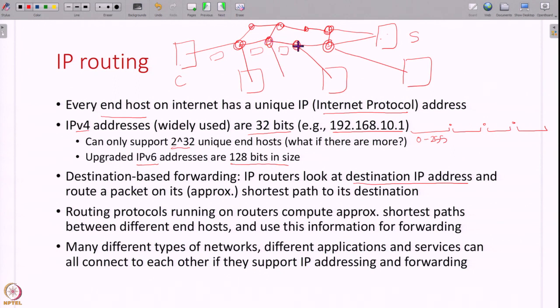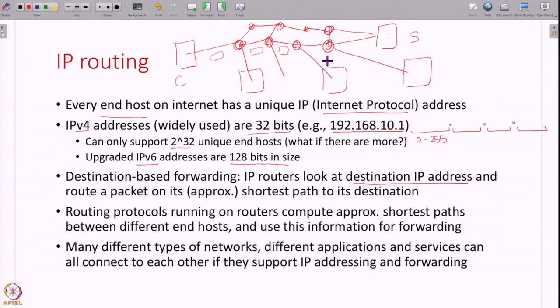One way to do this is to have a centralized design where somebody knows the entire topology of the internet, and they tell every router, hey, you send the packet here to reach this host, and so on. This information can be told to all the routers, but of course the internet is so huge, it has billions of hosts, and nobody knows the entire topology. So, that is hard to do.